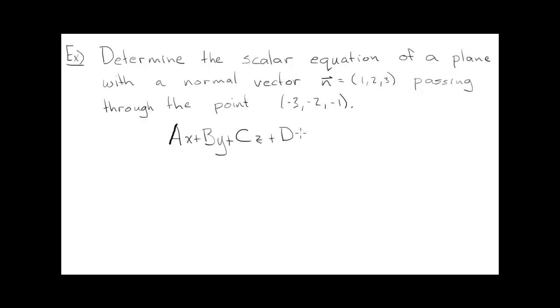In R3, that's the scalar equation of a plane with the normal vector (1, 2, 3) passing through the point (-3, -2, -1). Okay, we know that this A, B, C is the normal vector. So A is 1, so I can just write x, B is 2, C is 3, and I don't know D. So now I need to get D. How do I get D? Just sub that point in.